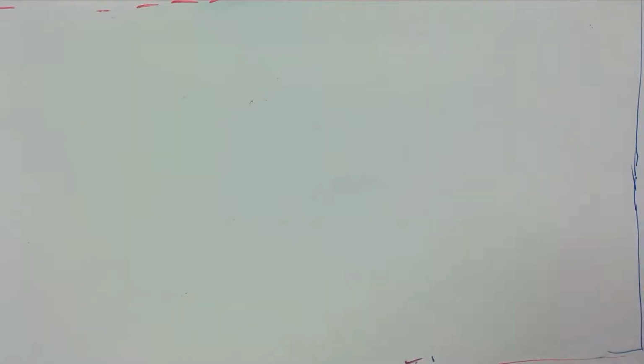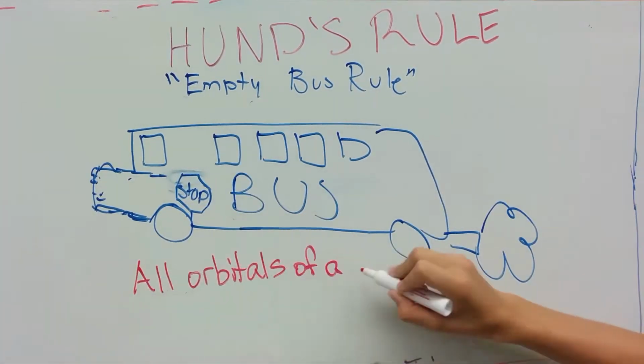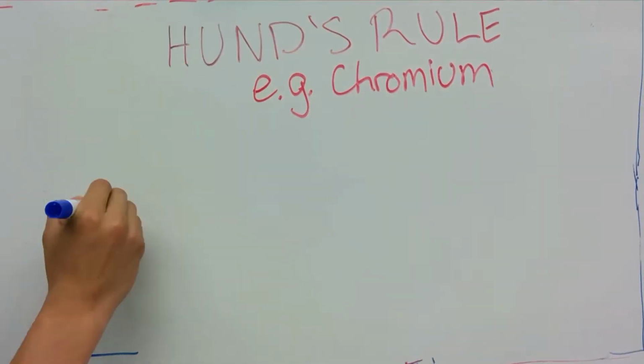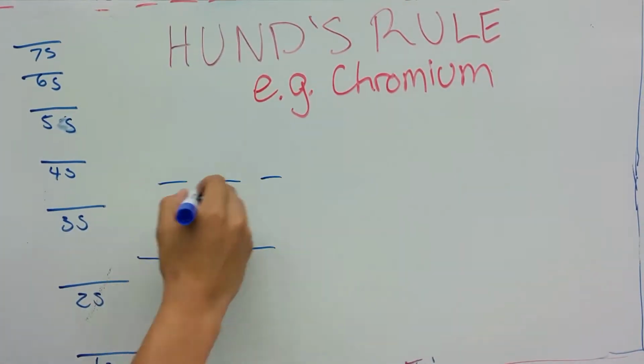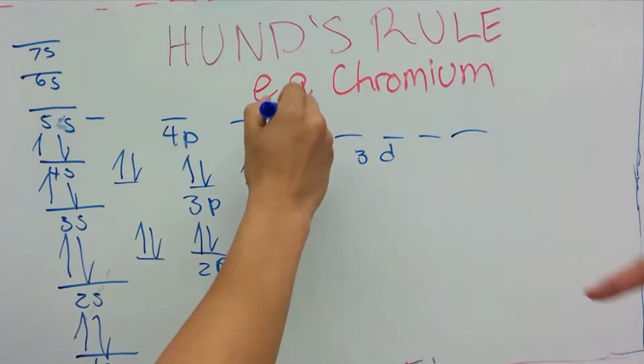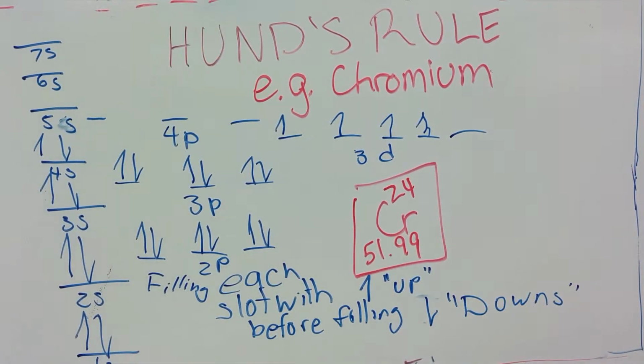The second rule is Hund's rule, which states that all orbitals of a sublevel must contain 1 electron before any orbital is filled with 2 electrons. This is especially important in the Aufbau diagrams, such as the one for chromium. As you can see, the 3d sublevel has 4 partially filled orbitals, not 2 completely filled orbitals.